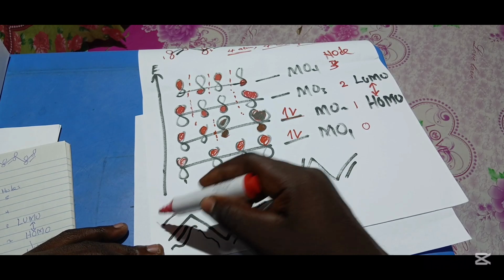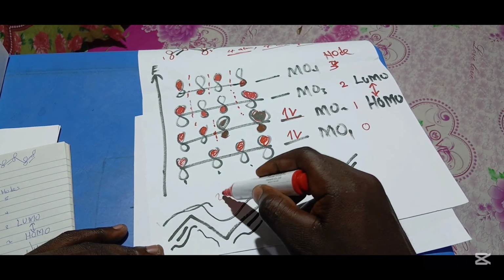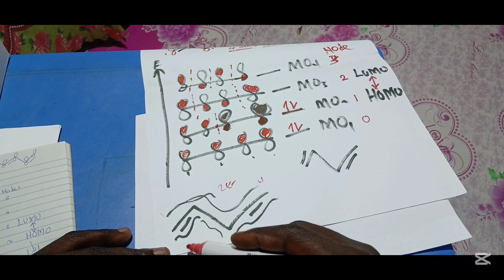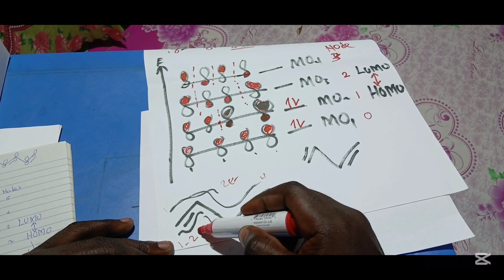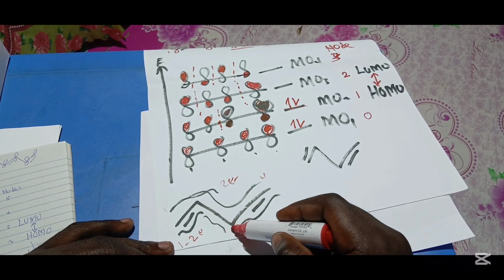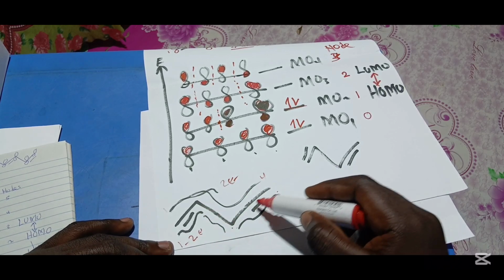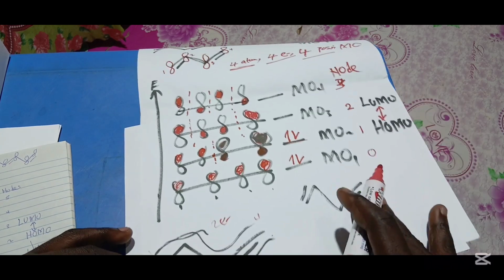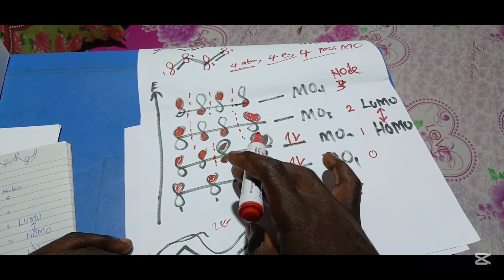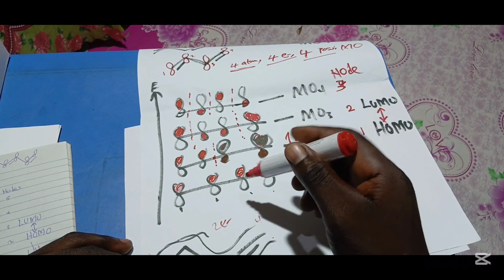From carbon 1 to 4, we have 2 electrons delocalized between those. And from 1 to 2, we also have 2 electrons there. And then 2 to 3, and we also have 3 to 4. So just know that. In phase means we have 2 electrons that are delocalized between them.